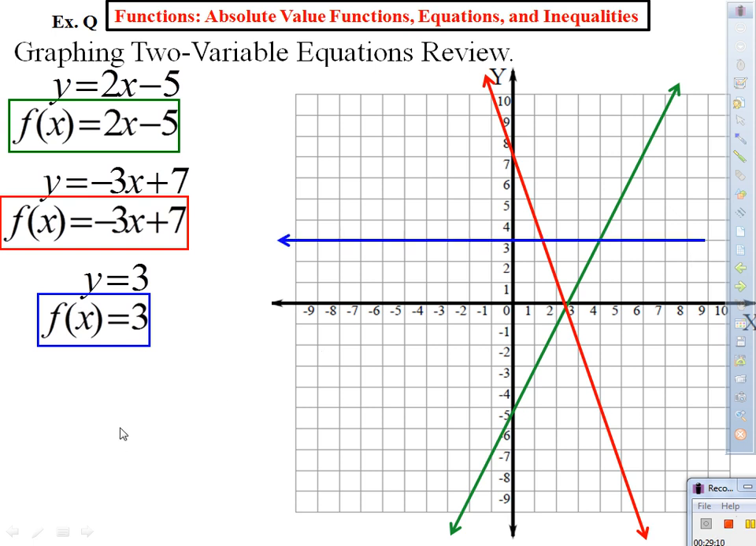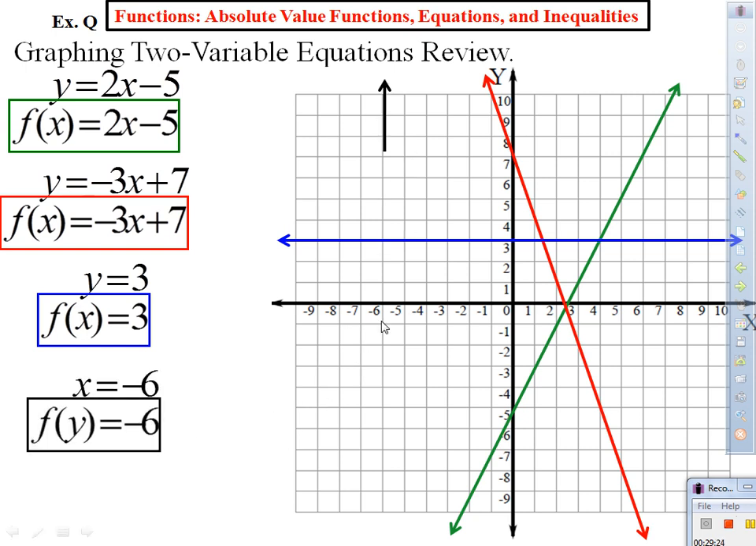And lastly, x equals negative 6. So you know the graph for that one. If it's missing the y. Very good. Straight up and down. And I can write it as x equals negative 6, and it goes through negative 6.